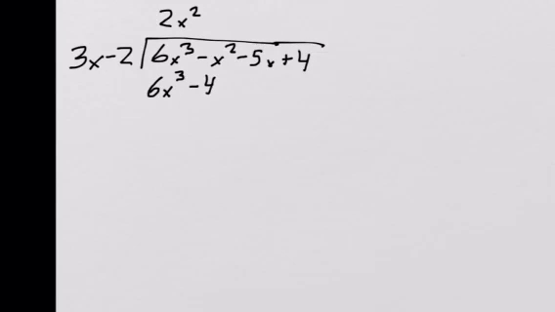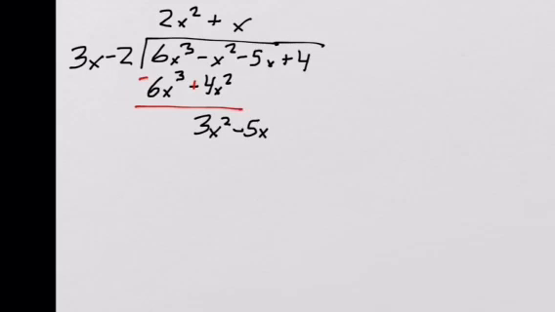minus 4x squared. Then I prefer to change my signs so I can just add. So we end up getting 3x squared. I'll go ahead and bring down the 5x. So now we just need a 1, or an x rather.